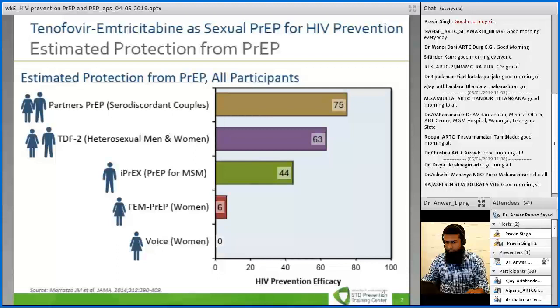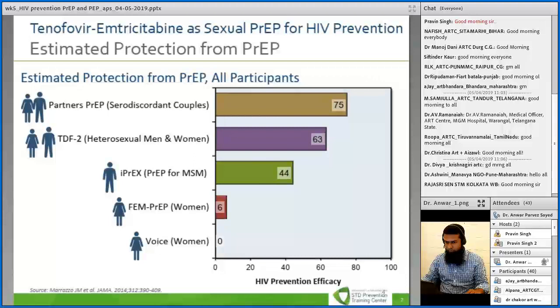He presented these evidences to make a point about the estimated protection from pre-exposure prophylaxis. So for all patients, out of these 5 studies, in 3 studies at least, you can see protection from 44 to 75%. The Partners PrEP study is in serodiscordant couples, then TDF2 is in heterosexual men and women, and iPrEx is for men who have sex with men. So the protection from HIV because of pre-exposure prophylaxis had a very wide range.